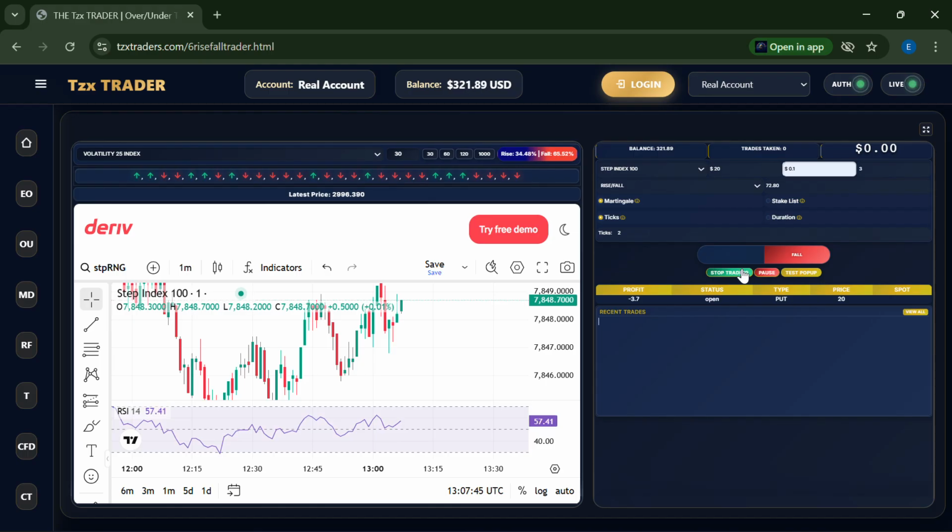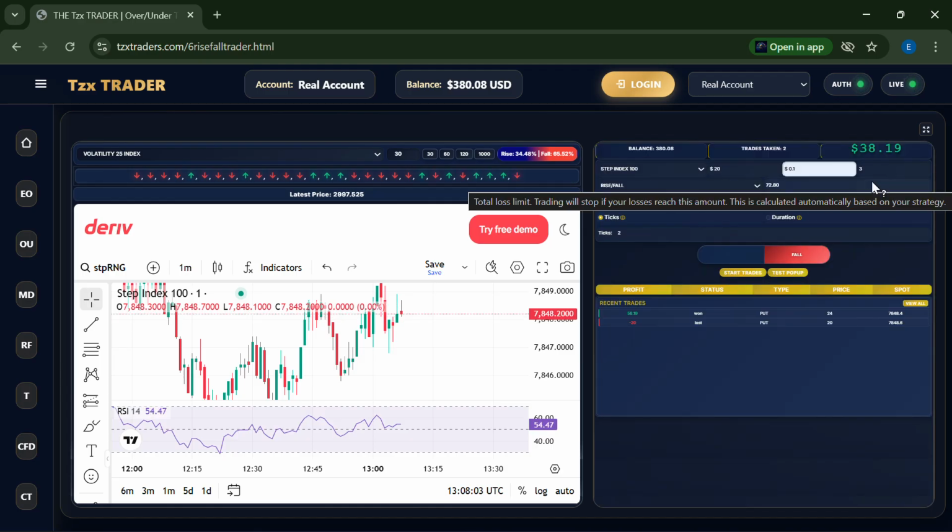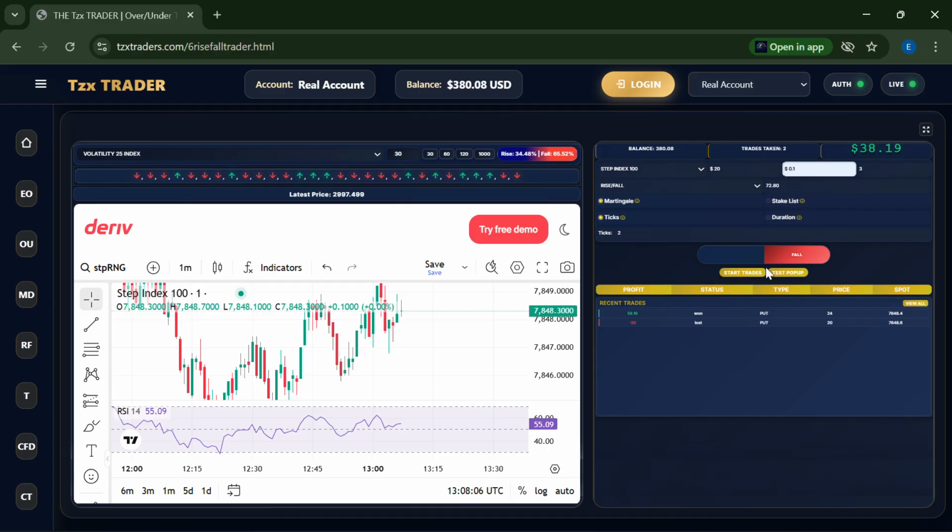So our first trade, it's a loss. Let's see our second trade. It's a profit, of course. That's a profit of $38 to 380.08. So the market is still okay. So we are going to wait for three consecutive rise ticks, then a fall tick just like that one. We start our trade. So I guess I was not late.